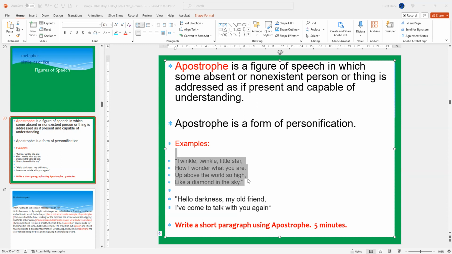Twinkle, twinkle, little star, how I wonder what you are. Up above the world so high, like a diamond in the sky.